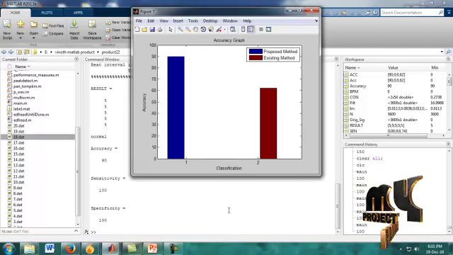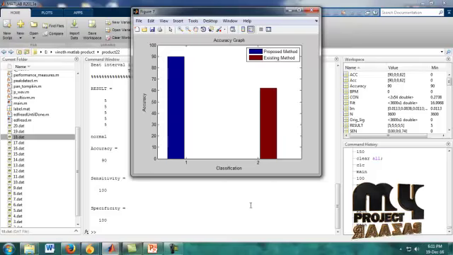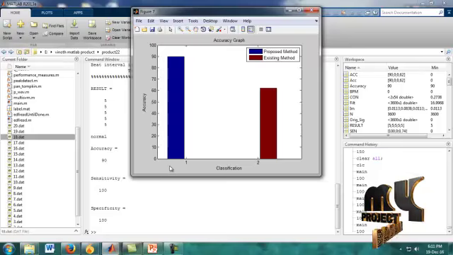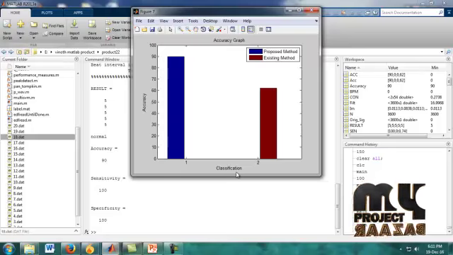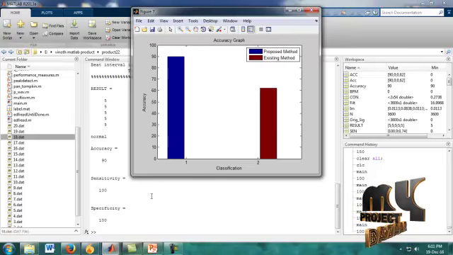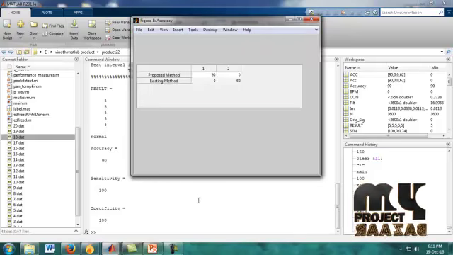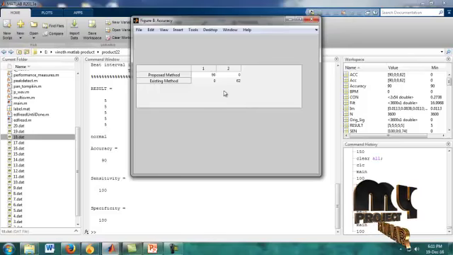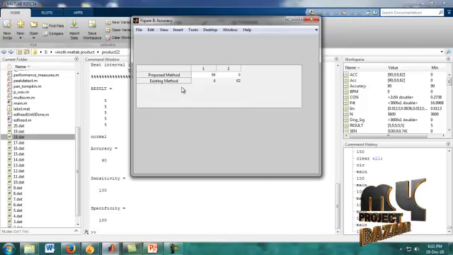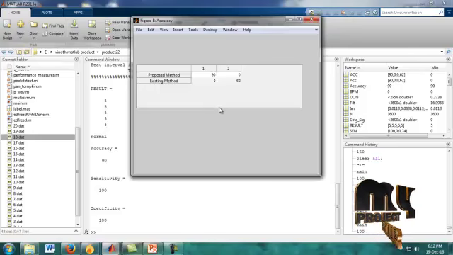Figure 7 shows the accuracy graph. When compared to the existing method, the proposed method is higher. The X label shows the classification and the Y label shows the accuracy. According to the accuracy graph, the values are shown in the table. The proposed method is 90 and the existing method is 62.